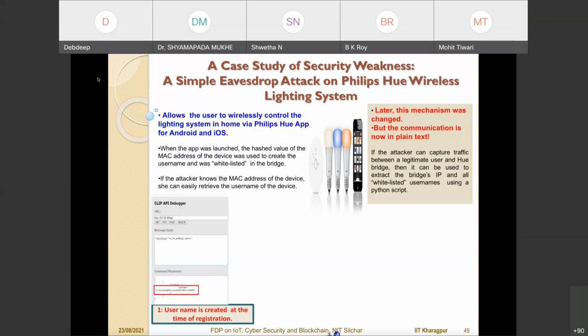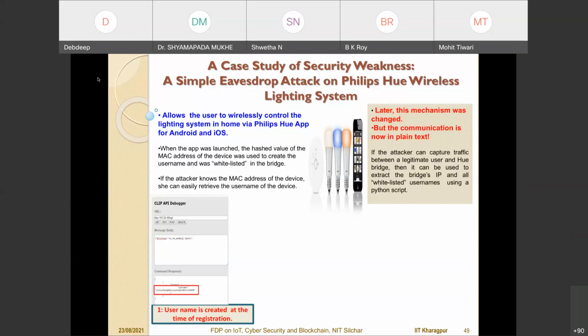We found that initially, in the authentication mechanism of these lighting systems, when the app was launched, the hashed value of the MAC address of the device was used to create the username, and it was whitelisted in the bridge. If the attacker knows the MAC address of the device, and there are several ways of knowing it, and the hash function is a public hash function, it was MD5 at that time, the attacker can obtain the whitelist and easily control those bulbs.